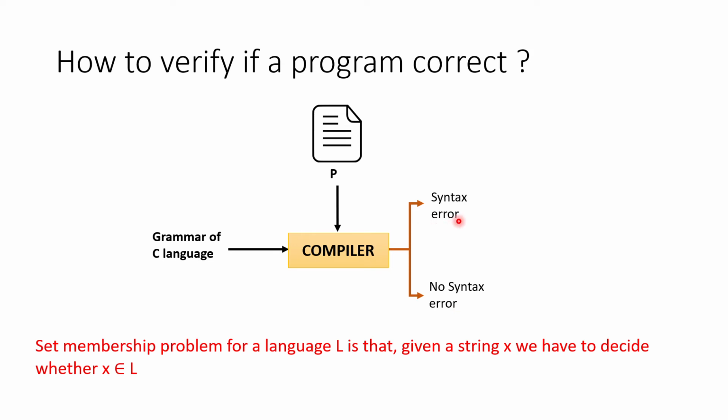So that means we can assume the whole situation as a set membership problem for a language L: given a string X, we have to decide whether X is in this language or not. Why are we considering a set membership problem? Because language is a set. We have seen that a language is a set of valid strings.